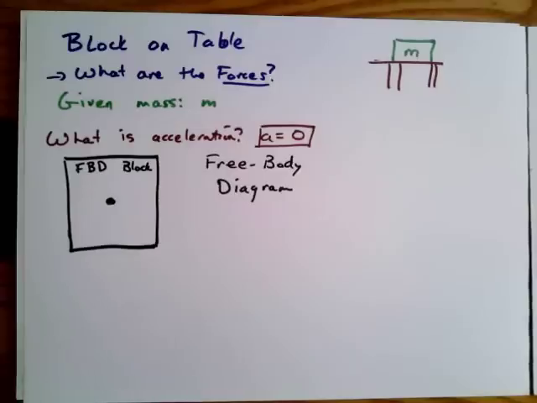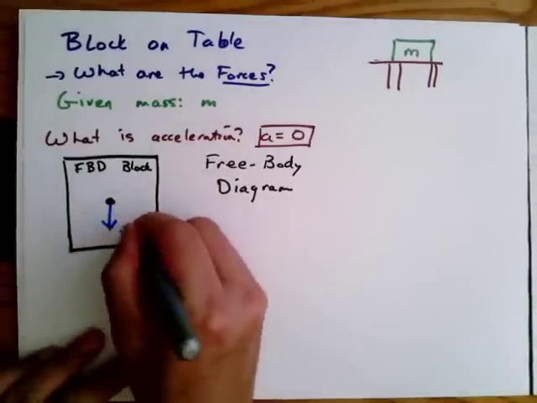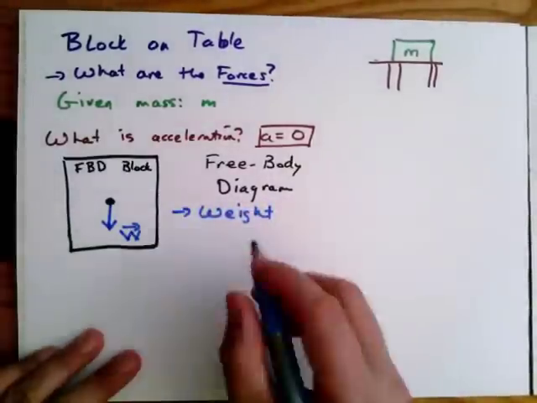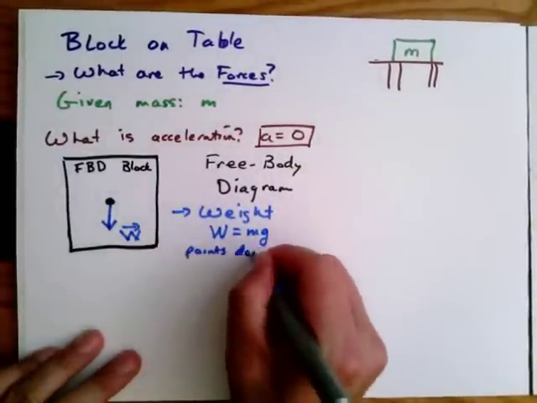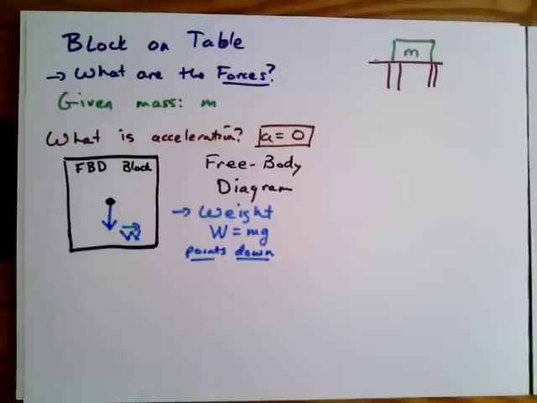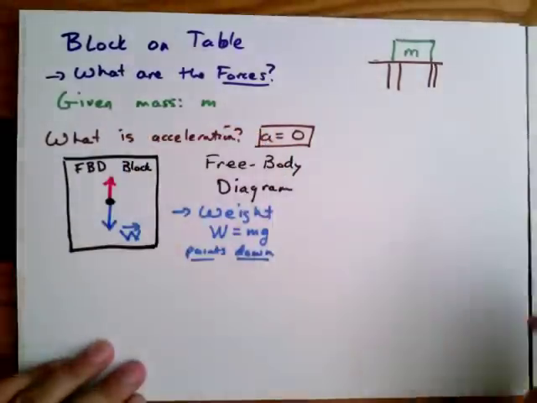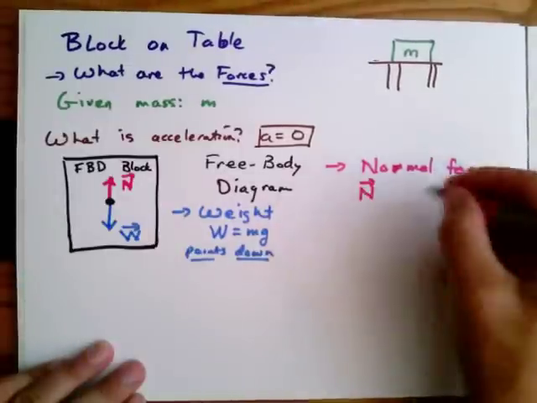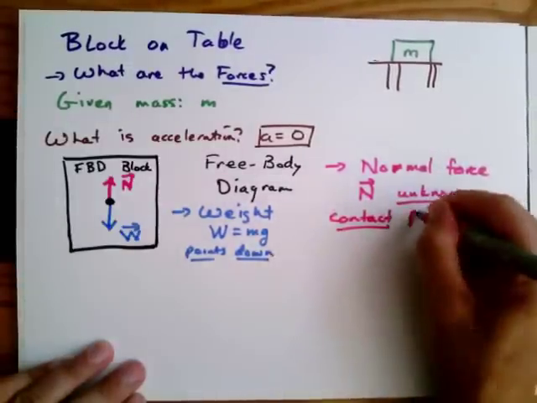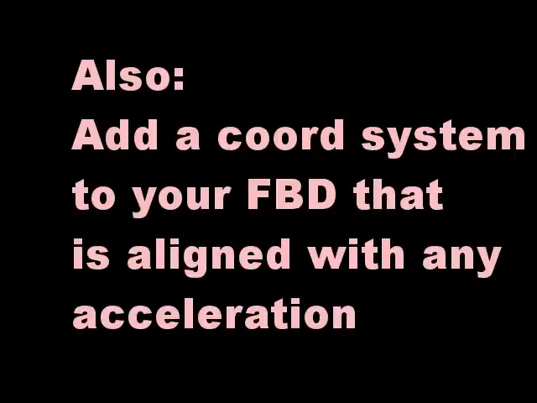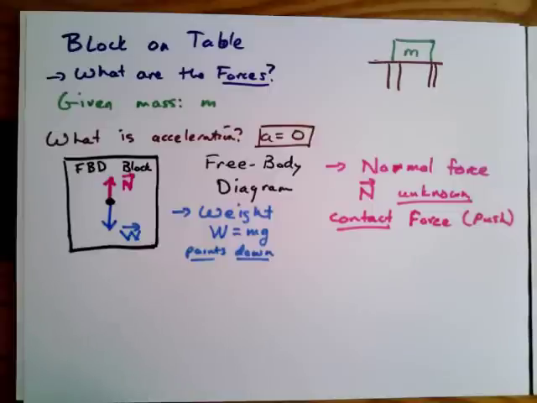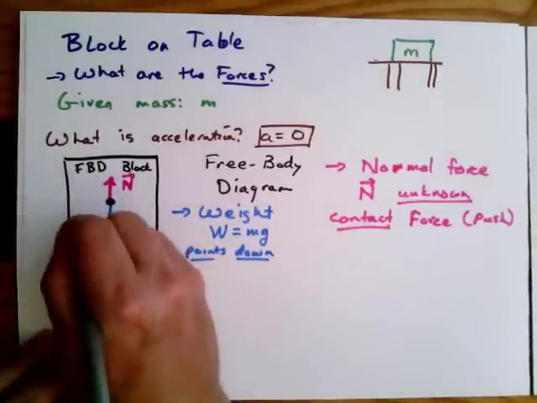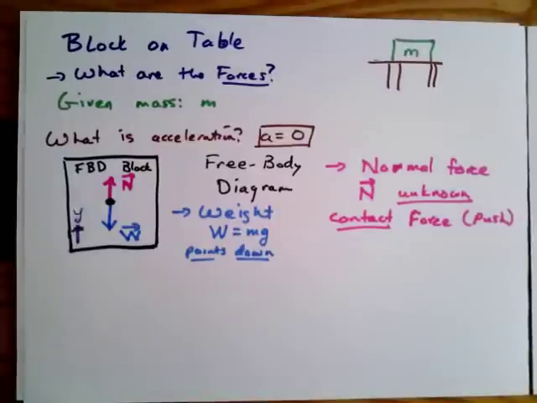Listing forces from the menu, we have weight pointed downward. And we know what the weight is. It has a value mg, points down. The magnitude of the weight is mg. There must be another force pointing up. We know that because there's no acceleration. That we call the normal force. And the normal force in general is unknown. It's a contact force. It's a push. We add a little coordinate system in the corner to indicate the direction of positive motion.